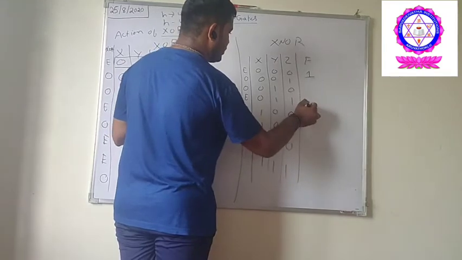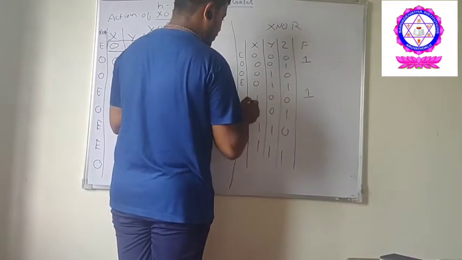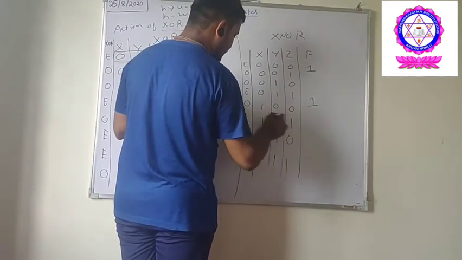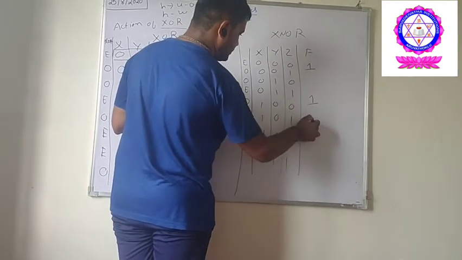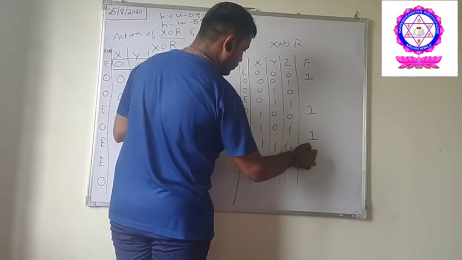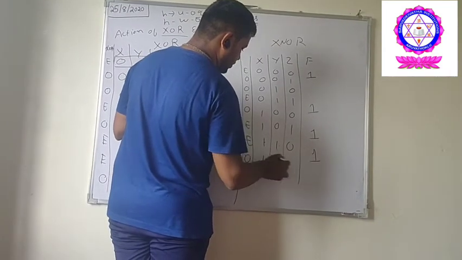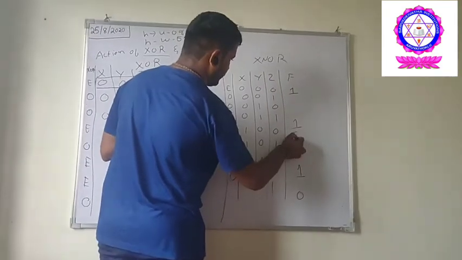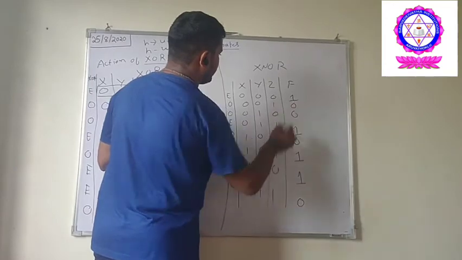So even number means your output will be high. Again here it is odd number, here it is even. Even means output will be 1. Again it is even. So there are 2 ones, the output will be 1. 3 ones means it is odd, so this will be 0. So this is the output format.